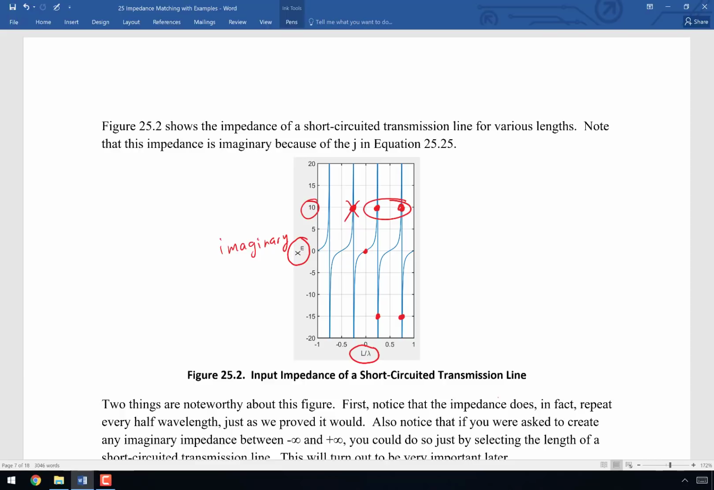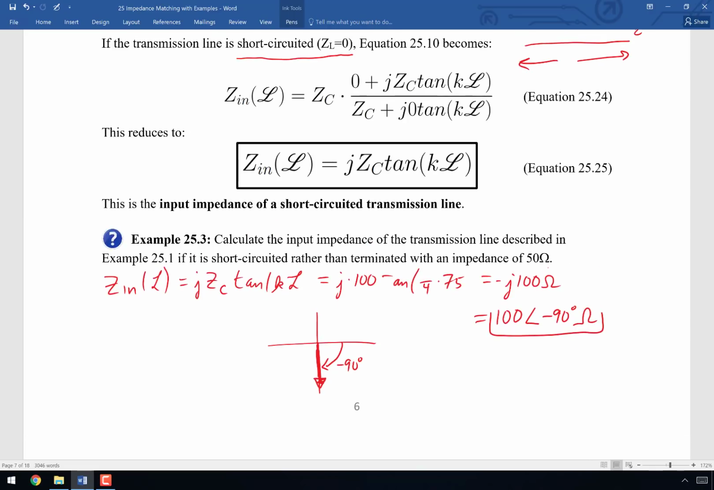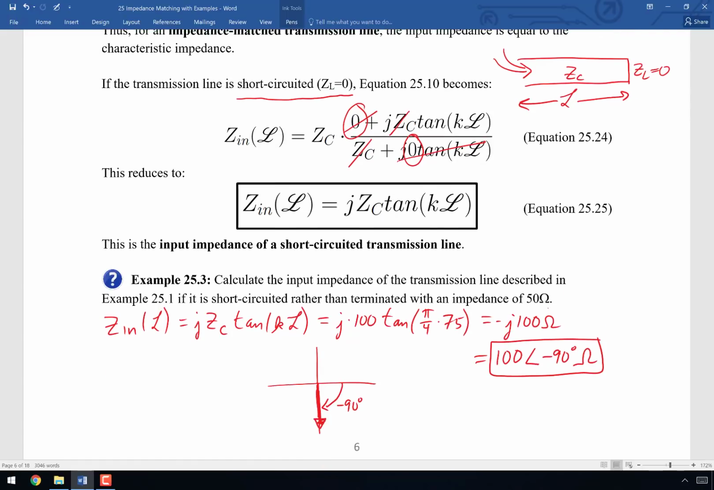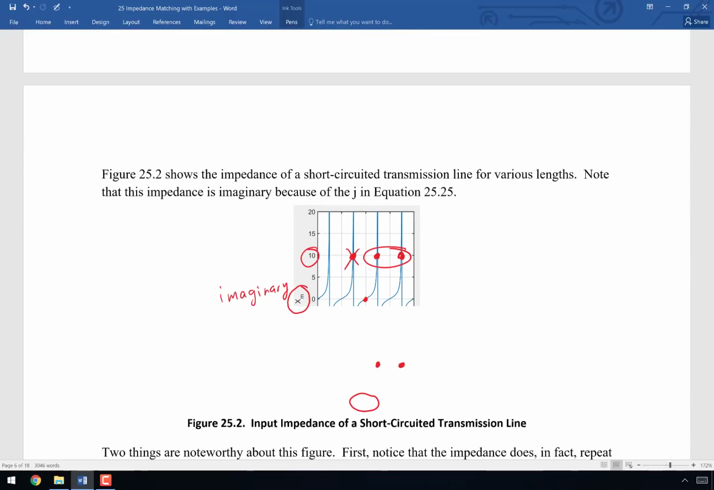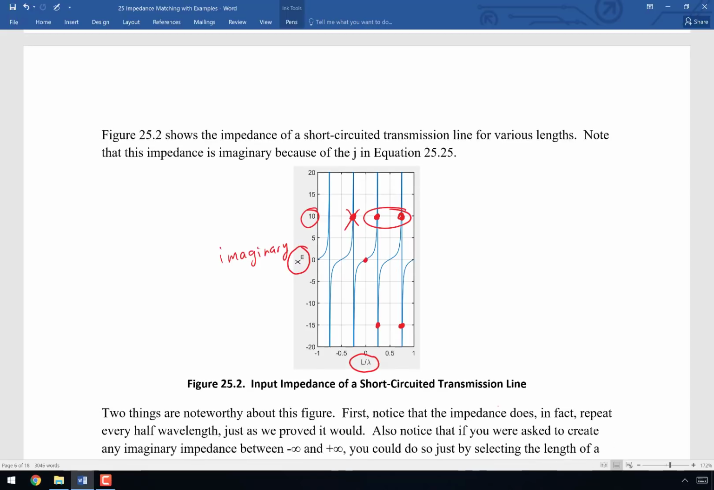So it's just a matter of using equation 25.25, so this equation right up here. If you tell me what impedance you want, I can then calculate the length of the line that will give you that impedance. We're going to call that back at the end of today's chapter. So I just want to really hit it home real hard that we do have this plot that shows that any impedance that we would desire can be obtained simply by selecting the length of a short-circuited line.